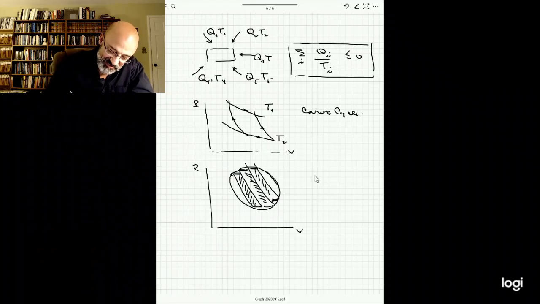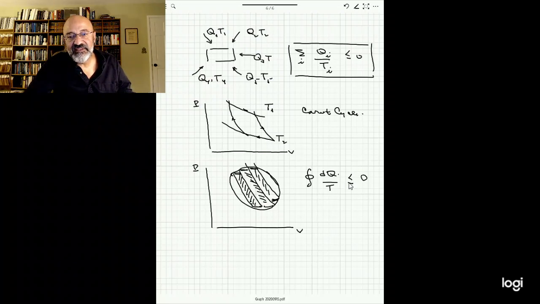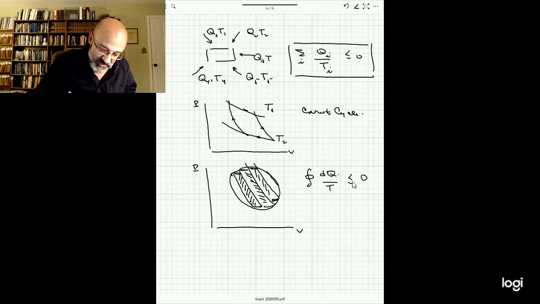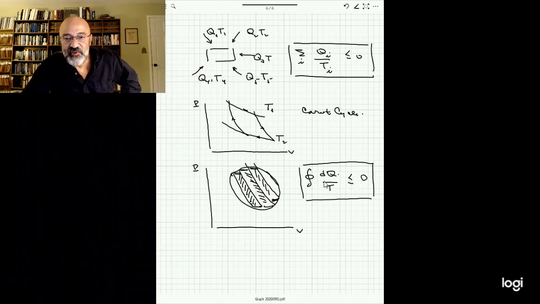And so this is what would lead us to an expression that in the continuum you can imagine having heat being absorbed at different temperatures, and for a generic engine this is necessarily going to be less than or equal to 0. For a reversible engine, that's when you obtain the equality. What we're going to do next time is explore the consequences of expressions of this type.